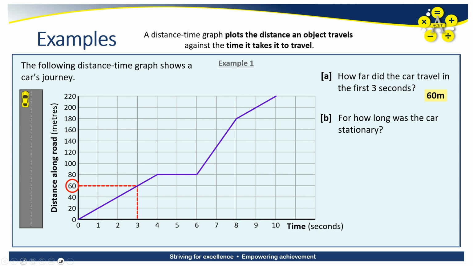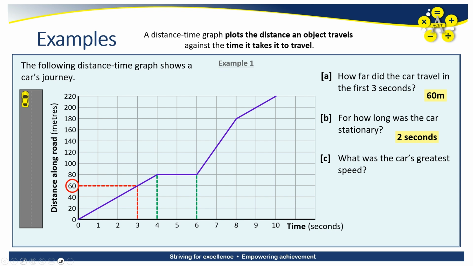For our second part then, how long was the car stationary? Now if it's stationary, it's not moving, which means that we're not travelling any distance. So we are looking at the horizontal lines. Now the horizontal line on this graph is here between 4 and 6. So for how long was the car stationary? What's the difference between the 6 seconds and the 4 seconds? This gives me an answer of 2 seconds. Careful with the units, make sure you're in the diagram to use the correct one. Is it seconds, is it minutes, is it hours, etc.